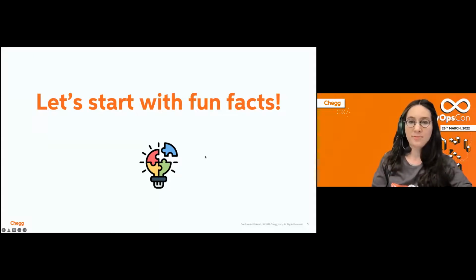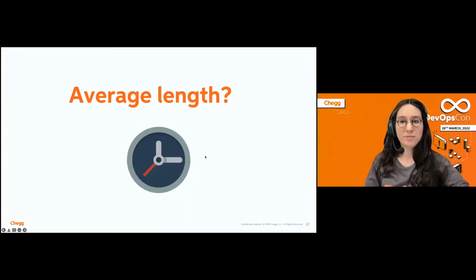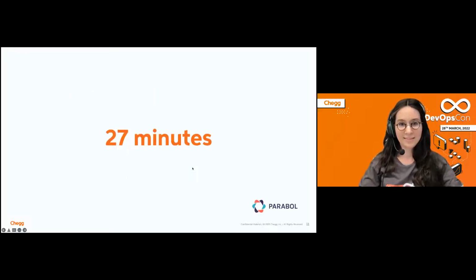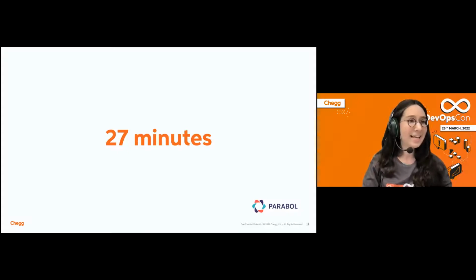Let's start with some fun facts. Do you know what is the average length of a team retrospective? Please try to guess in the chat. Okay, I see some good answers. So according to Parabol, it's about 27 minutes. But if you ask an agile coach, they will tell you that it should take at least 1 hour.